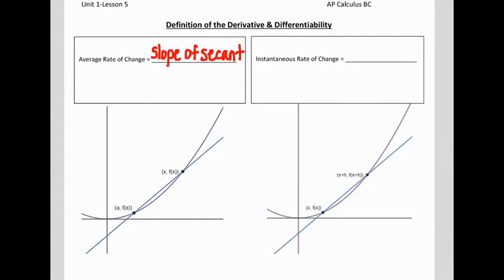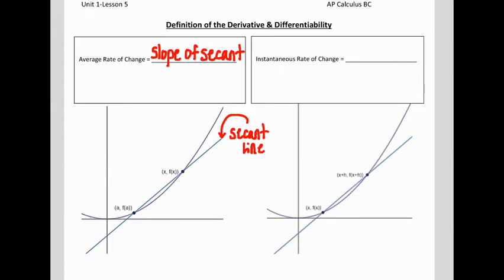So what is a secant line? Well, let's take a look at this graph down here. Here's my curved function, f of x, and there are 2 points marked on here, a comma f of a, x comma f of x. And this line is the secant line. It's a line that passes through any 2 points on a function.